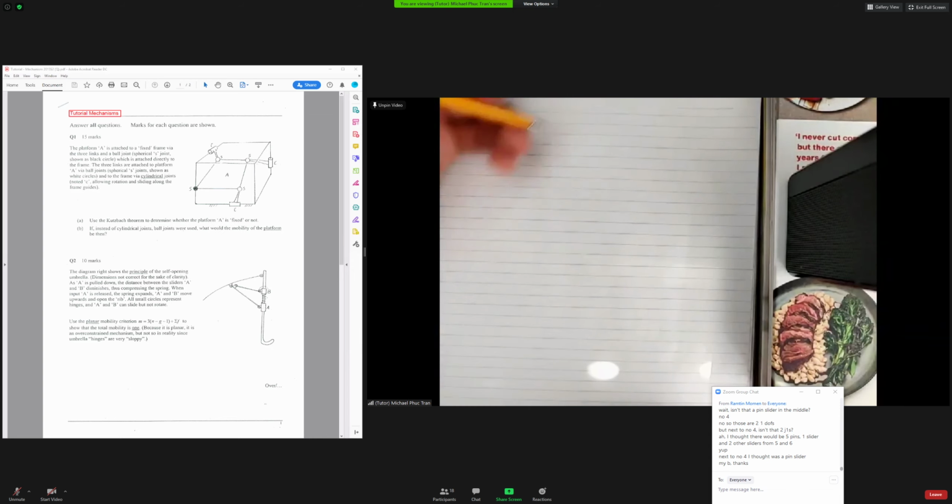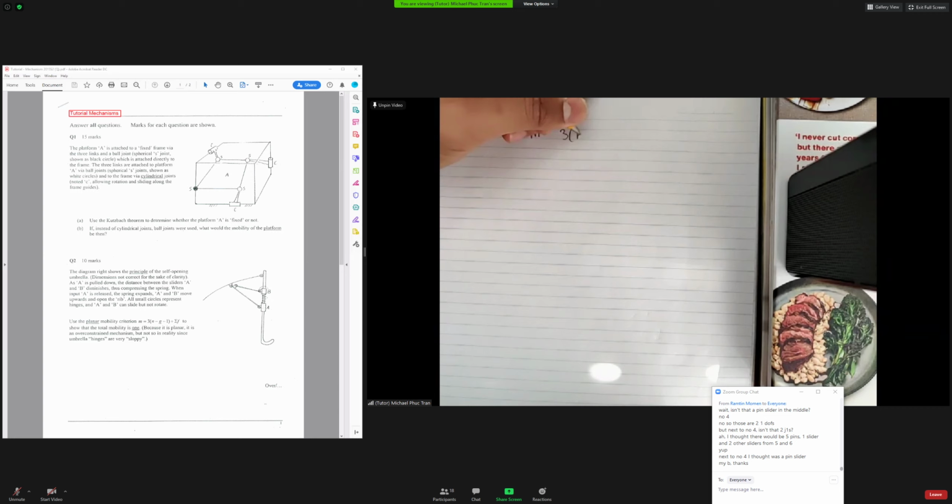So if we wanted to do it the way that the question asks, it says M equals 3n minus g minus 1 plus sum of f of i.